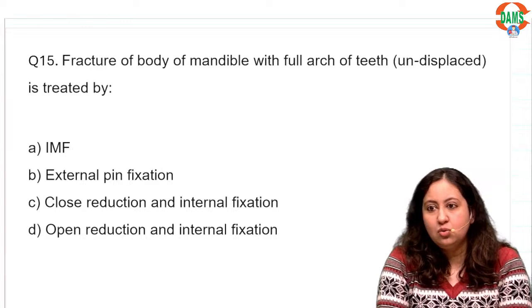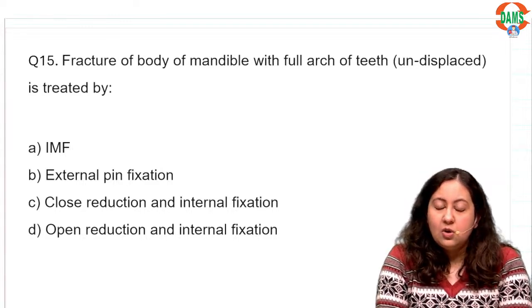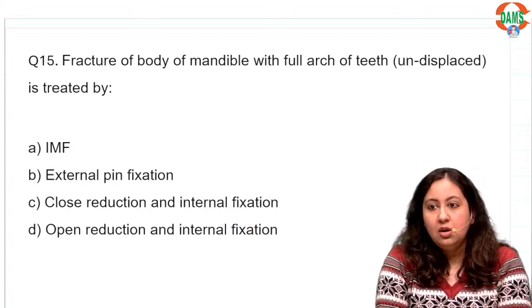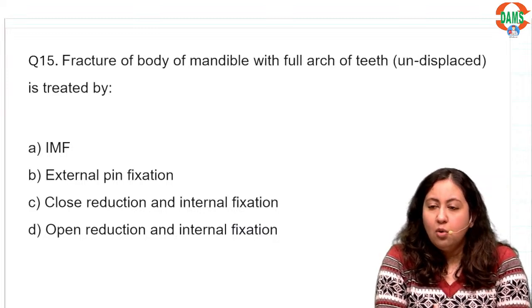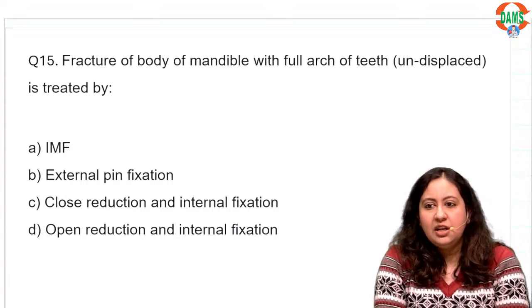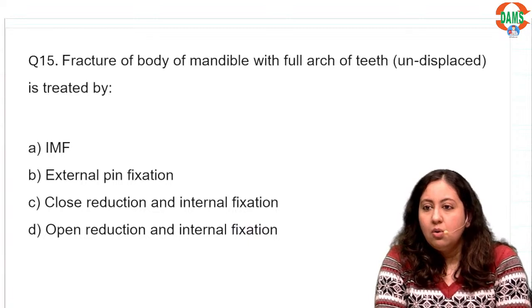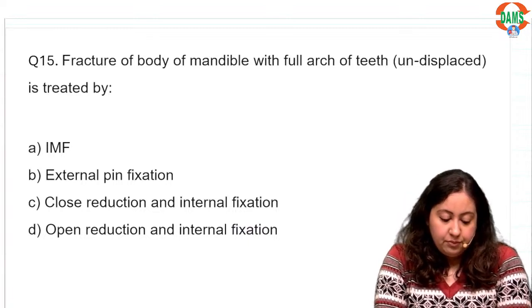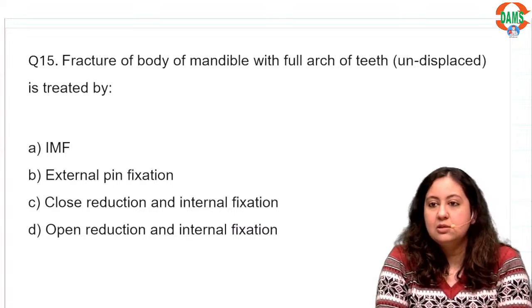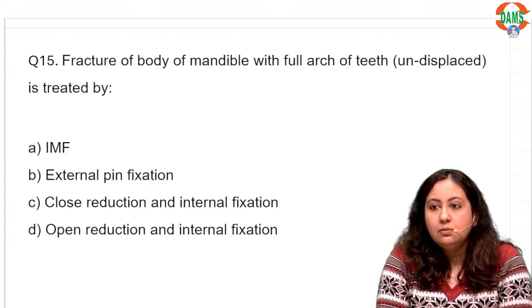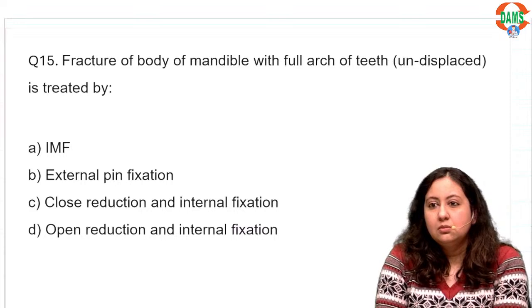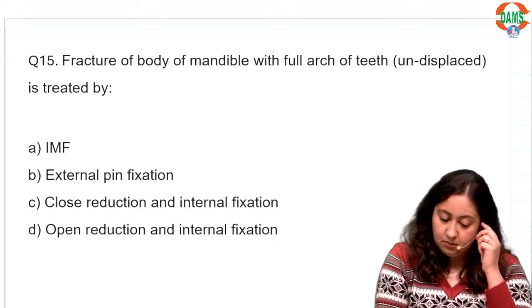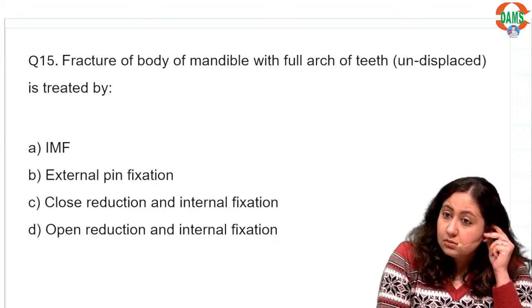No, you don't have to consider deranged occlusion if nothing is given. If there is deranged occlusion, the question will mention it, or there will be some clinical symptom or sign given, like an open bite or cross bite, something which will signify deranged occlusion. If it is not mentioned, you don't have to consider deranged occlusion. Okay, Vivek? Yes, question 15, answers please. More answers.